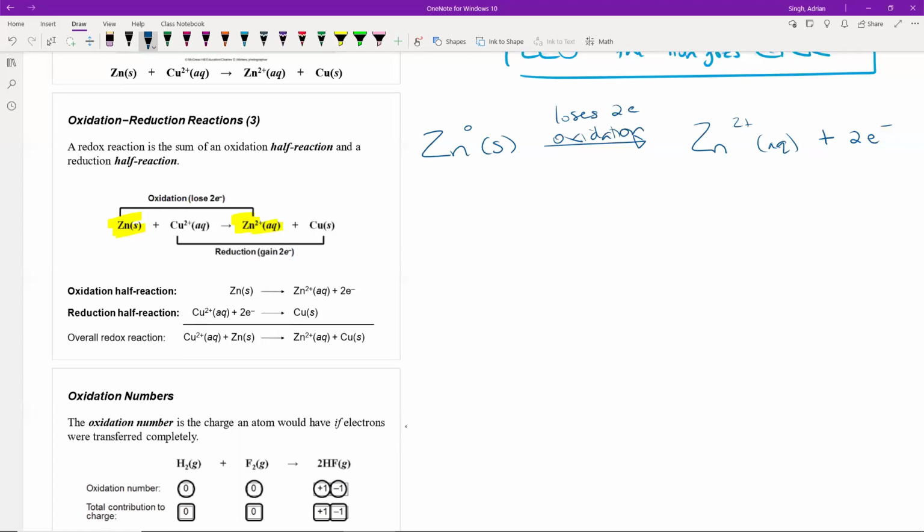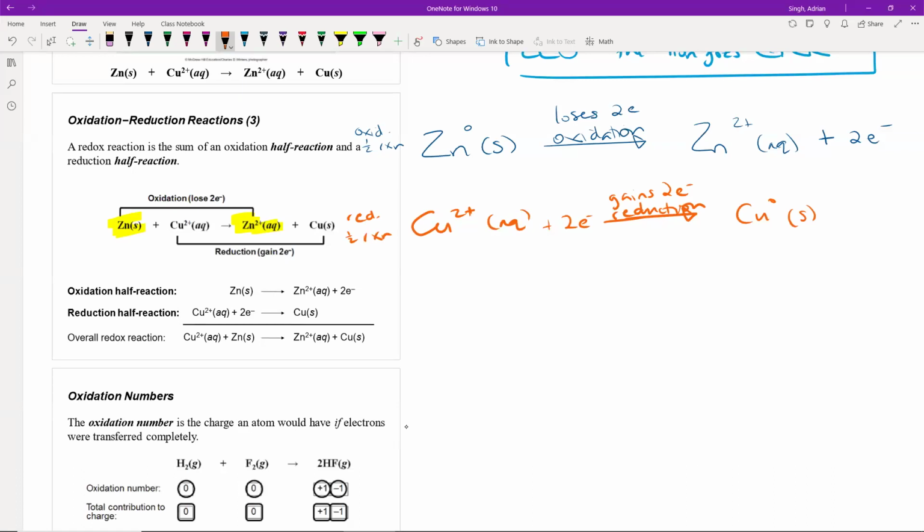Okay, and what's happening to the copper then? Well, the Cu 2+ aq is becoming Cu metal, copper metal. How does it go from a charge of +2 to a charge of 0? Well, it has to gain 2 electrons. So this here gains 2 electrons. The gain of electrons is reduction. So this is the reduction half reaction. The one on top is the oxidation half reaction. The one on the bottom is the reduction half reaction.